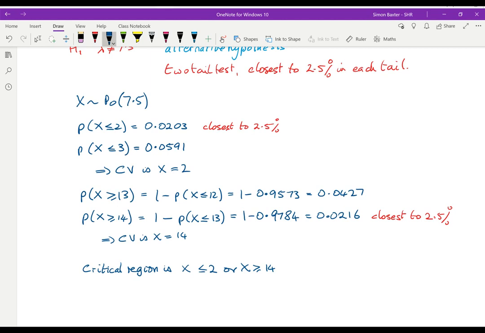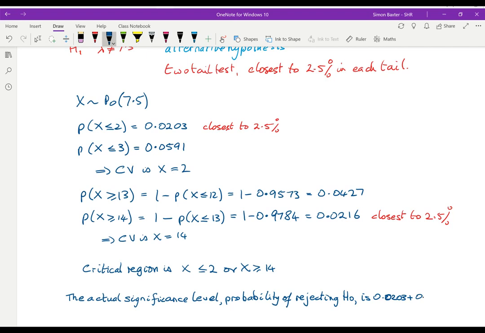Just notice that the actual significance level, the probability of rejecting H0, is 0.0203 plus 0.0216, which is 4.19%.